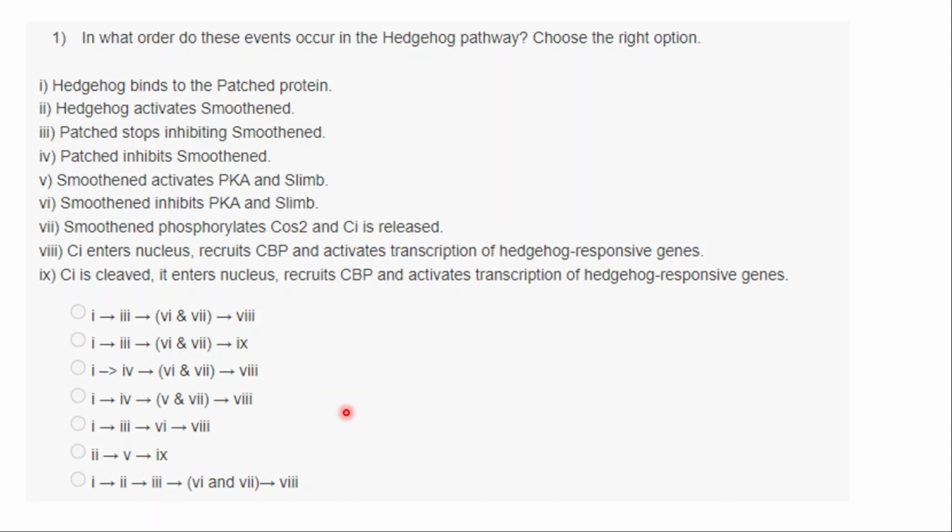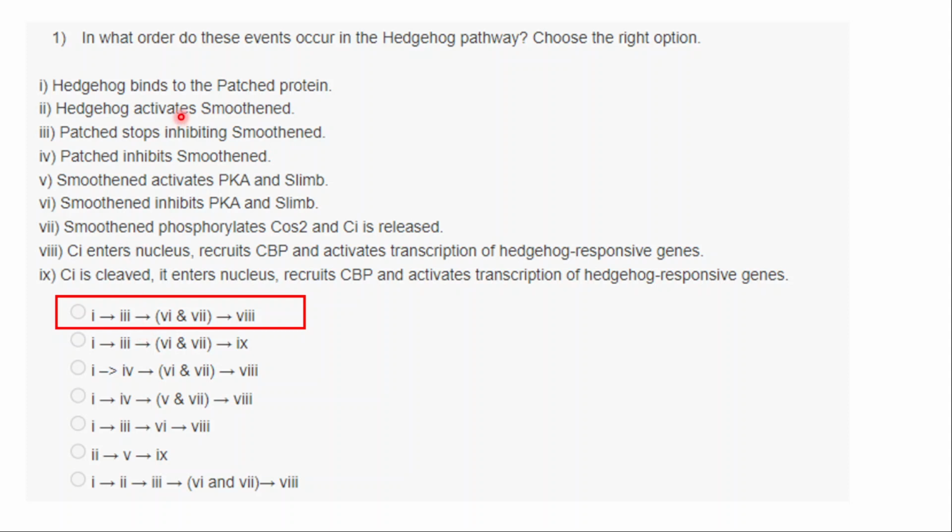Now let me reveal the correct answer to this question. Ajay has answered very correctly. First option is the correct order of events happening in the hedgehog pathway. So the first event that occurs in the hedgehog pathway is hedgehog binds to the patched protein. So patched is the receptor for hedgehog.